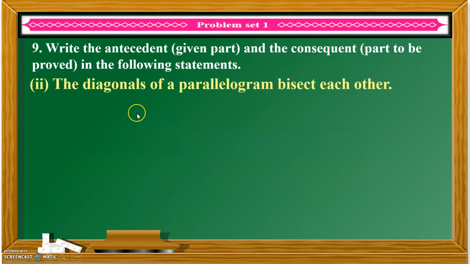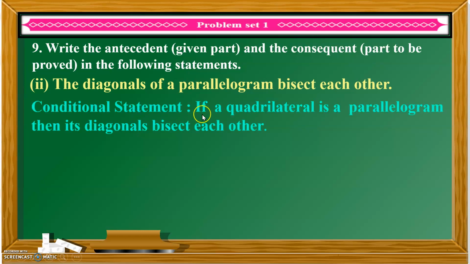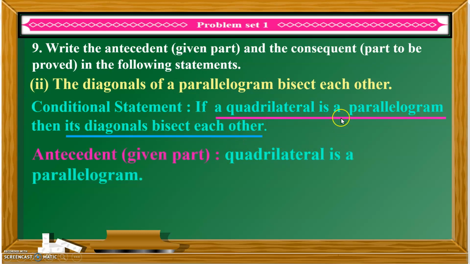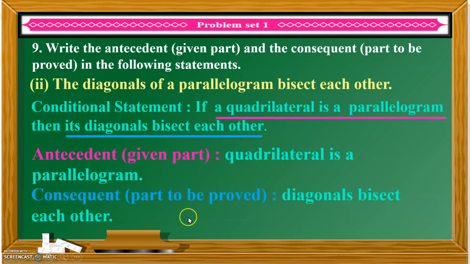Let's take the next question. Diagonals of a parallelogram bisect each other. This is not a conditional statement, so we write the conditional statement and underline the antecedent and the consequent here. What we will write as the antecedent is that the quadrilateral is a parallelogram, and the consequent will be that the diagonals bisect each other. So hope you have understood how to write antecedents and consequents, students.